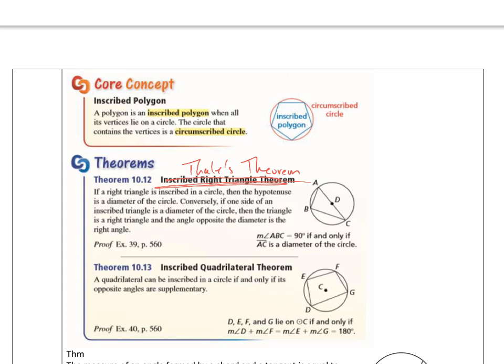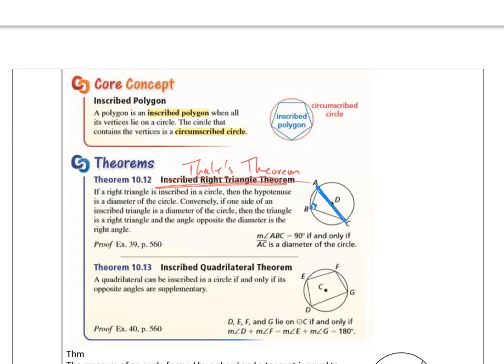This was like in 600 BC, and he said, if you have 3 points on a circle, and this is a special case of the inscribed angle theorem, if you connect A and C and it happens to be a diameter, then angle B over here will always be a right angle.